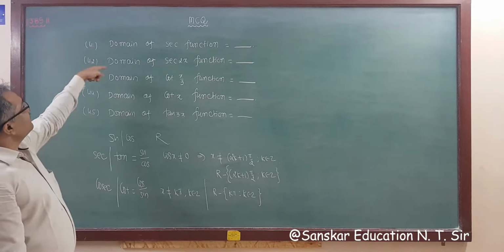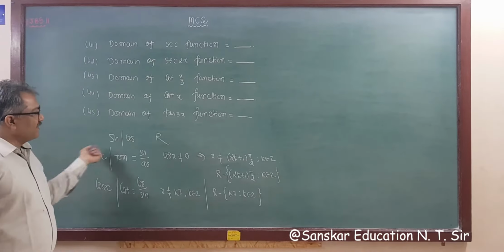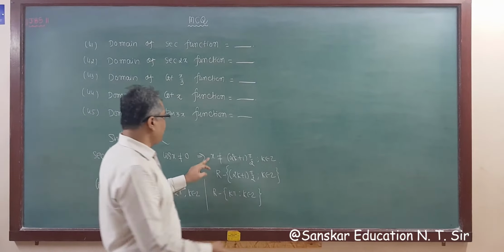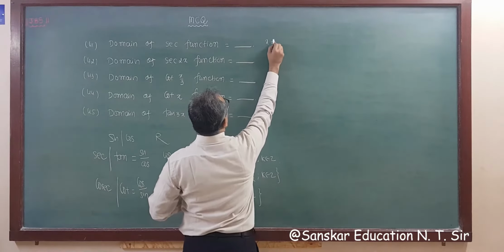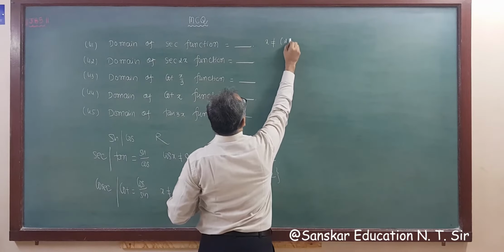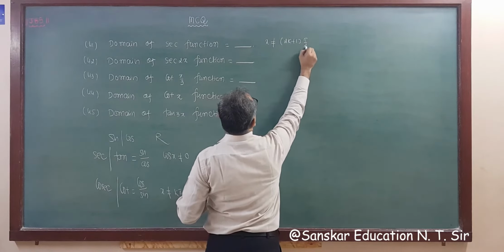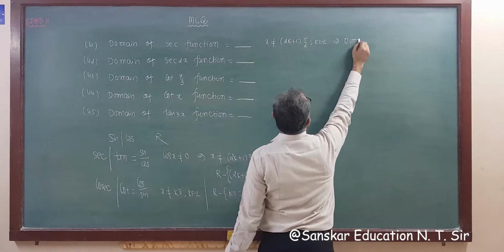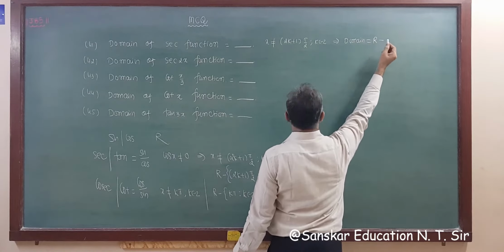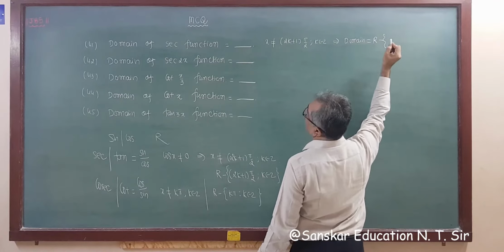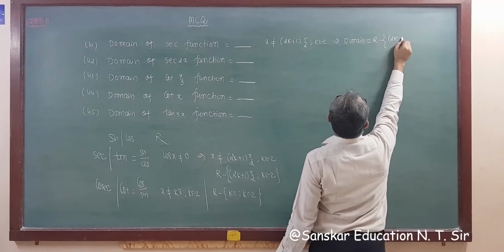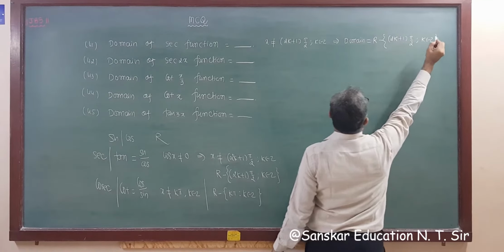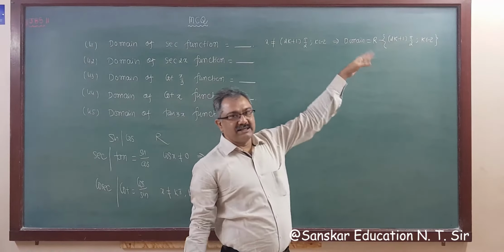Okay. So now our first question is domain of the sec function. So domain of the sec function is this, either this, either this. That is your answer. Nothing to do for sec function. So your answer will be x not equal to (2k+1)π/2, k belongs to Z. So this implies domain is equal to R minus (2k+1)π/2, k belongs to Z. So this is the domain. So you can write this, either this, right?